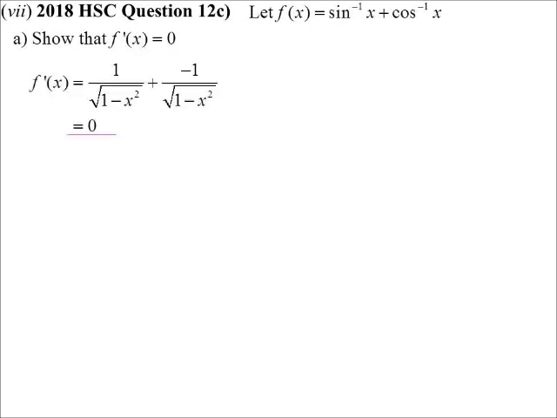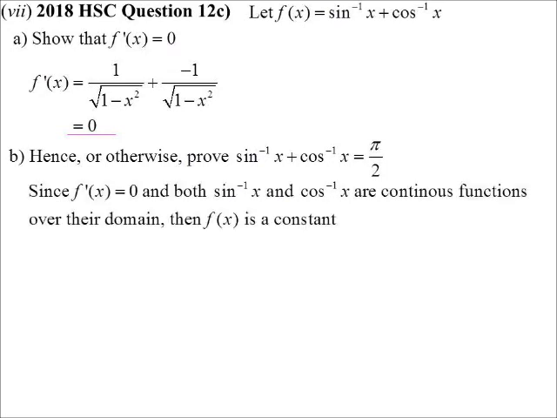So differentiate inverse sine, we get 1 on the square root of 1 minus x squared. Differentiate inverse cos, we get minus 1 on the square root of 1 minus x squared. Equals 0. Hence or otherwise, prove that they're equal to. Well, the key to this, and no, you didn't get penalised if you didn't write it down because it was only worth 1 mark. But the fact that they're continuous functions over the domain, there is no break. You can say it's going to be a constant value for the whole of the domain.